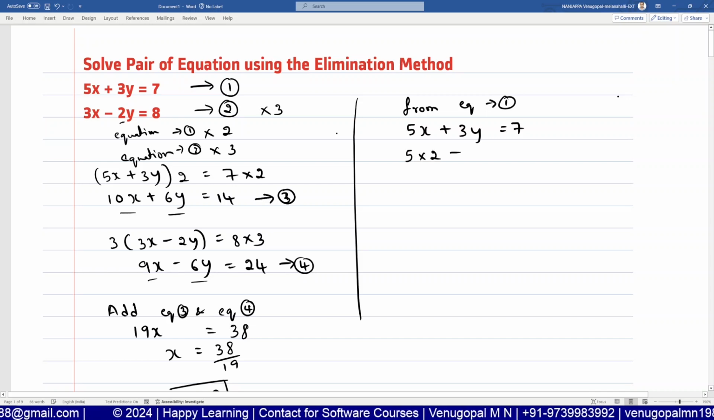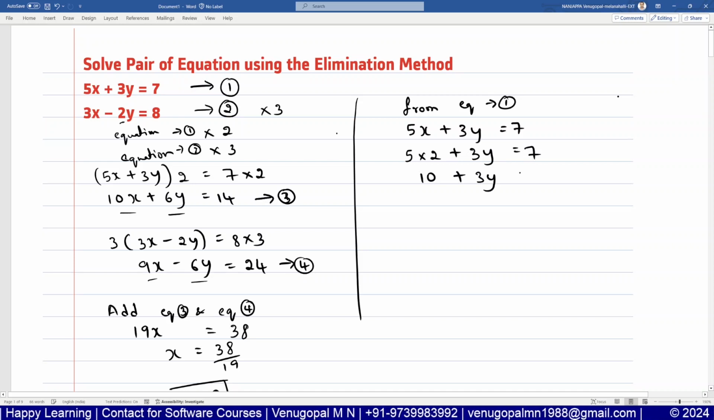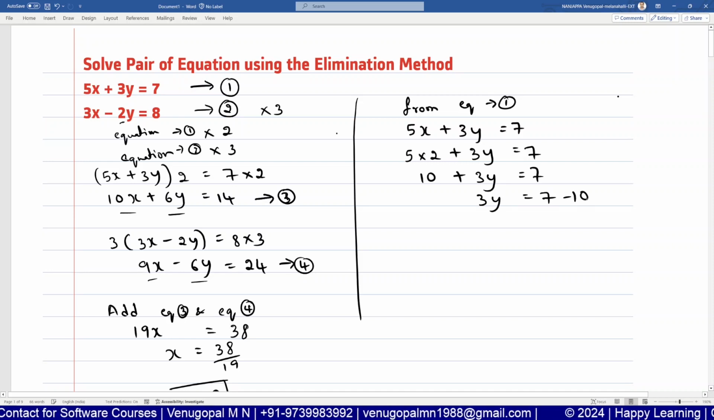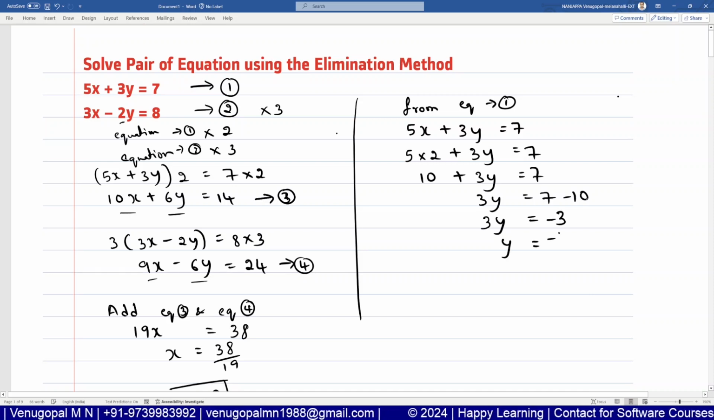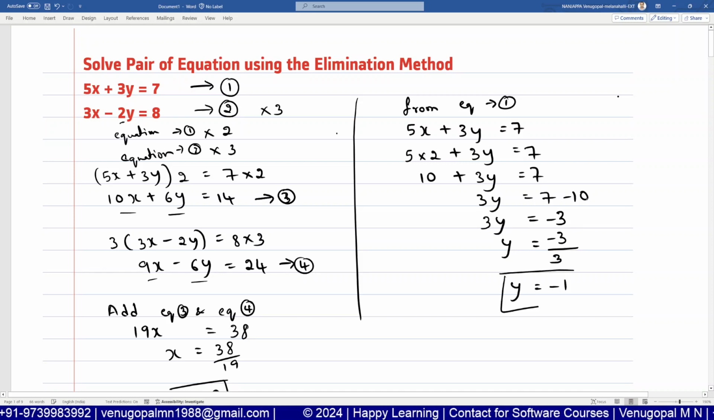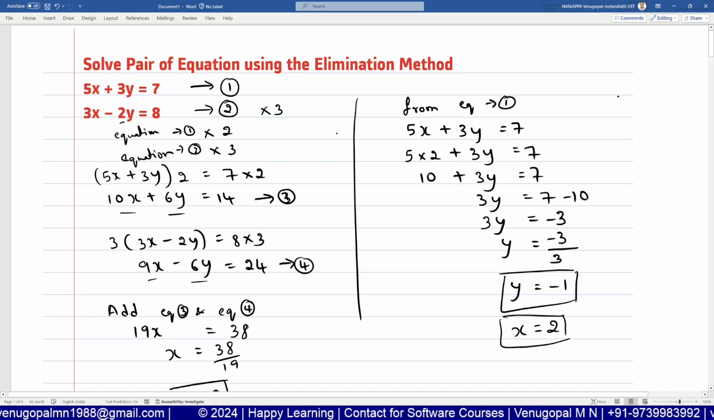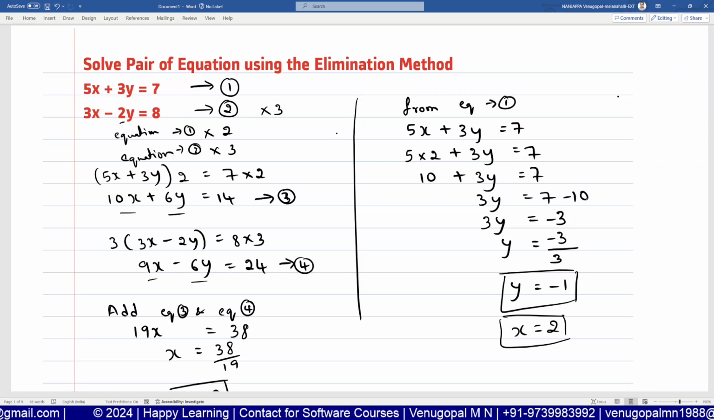So now we know x is equal to 2. 5 into 2 plus 3y is equal to 7. So 10 plus 3y is equal to 7. 3y is equal to 7 minus 10, because 10 we are moving to the right hand side. So now 3y is equal to minus 3, and y is equal to minus 3 divided by 3, which would be y is equal to minus 1. We also found out x is equal to 2. This is how, using the elimination method, you are going to calculate the value of x and y.